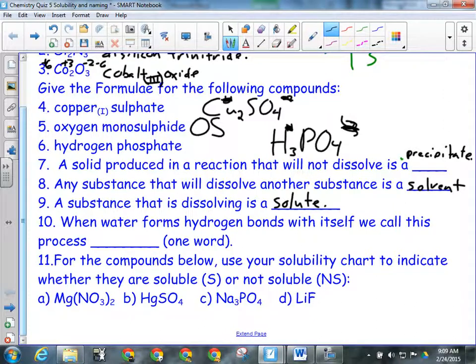Okay, when water forms hydrogen bonds with itself, we call this process cohesion. The reason I say one word is so that people don't write hydrogen bonding, thinking they're so clever. Okay? Yeah. All right, number 11.